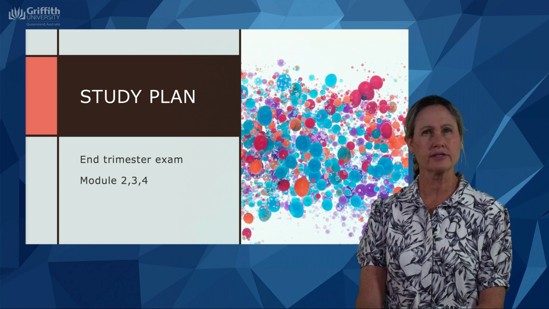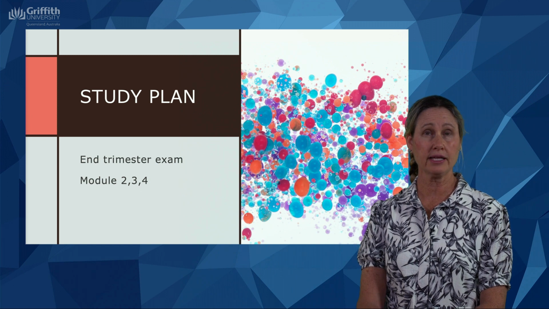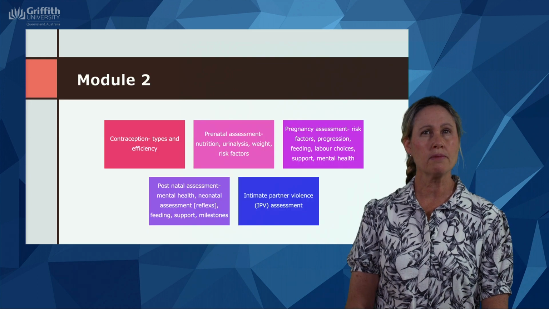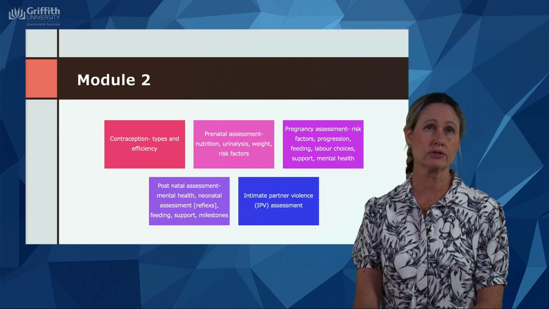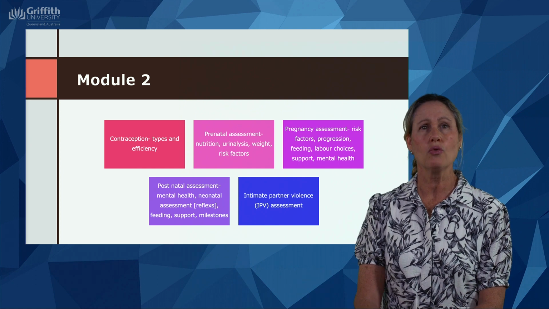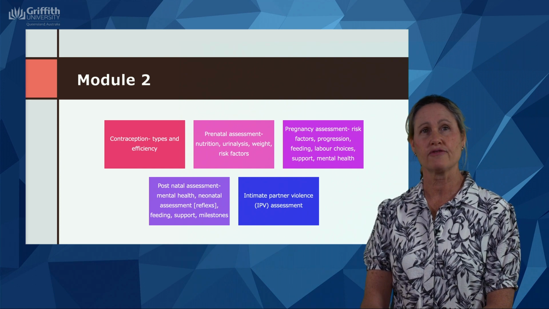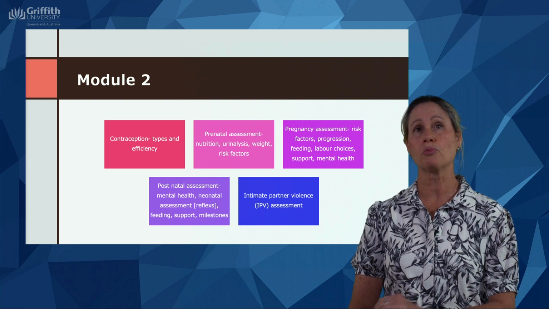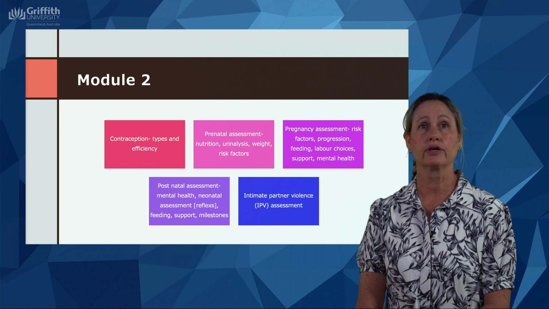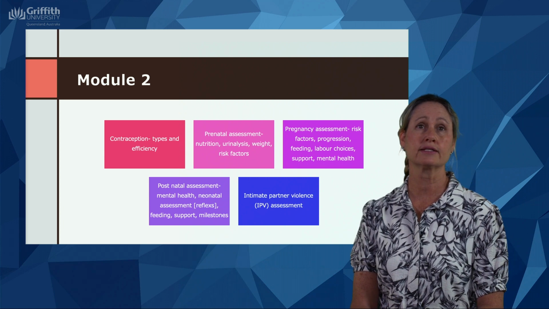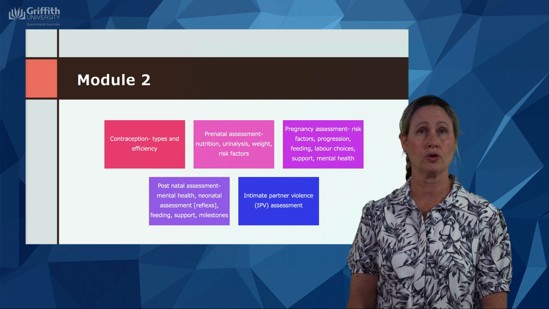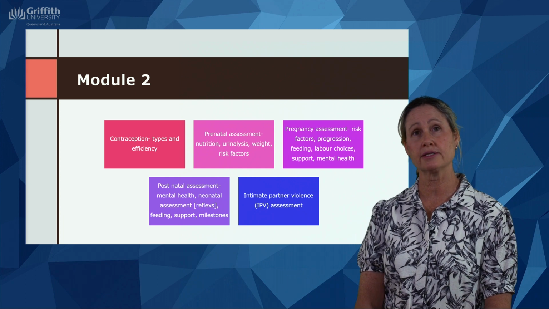Hi, this is a quick overview and a study plan for your end of trimester exam. So remember to look over each module. In module 2 we looked at some key areas, first starting at contraception, then we worked through prenatal assessment, looking at nutrition, urinalysis, weight and risk factors for this woman and her support measures. Then we looked at pregnancy assessment.